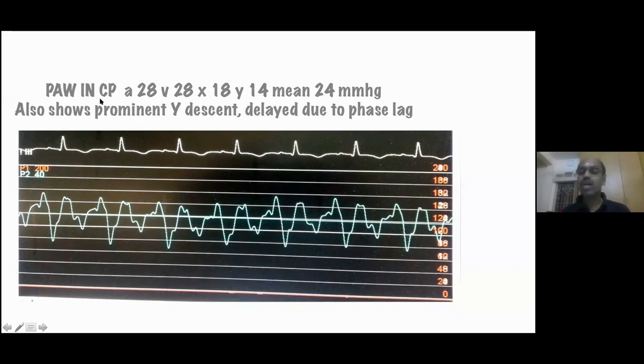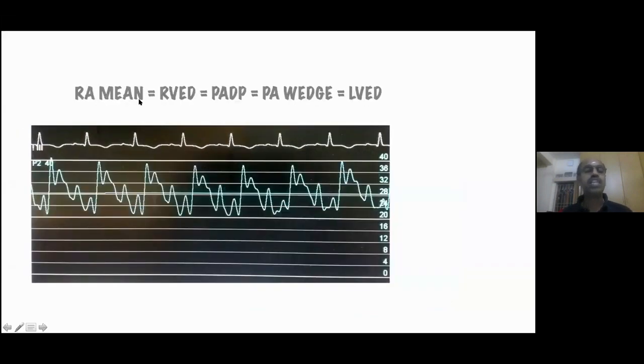So the hemodynamics of a constrictive pericarditis is RA mean equal to RVED equal to PA diastolic pressure equal to PA wedge pressure equal to LVED, all within 5 millimeters of mercury. Now there is a question. In constrictive pericarditis, intrathoracic pressure is not transmitted to cardiac chambers and hence we get this.